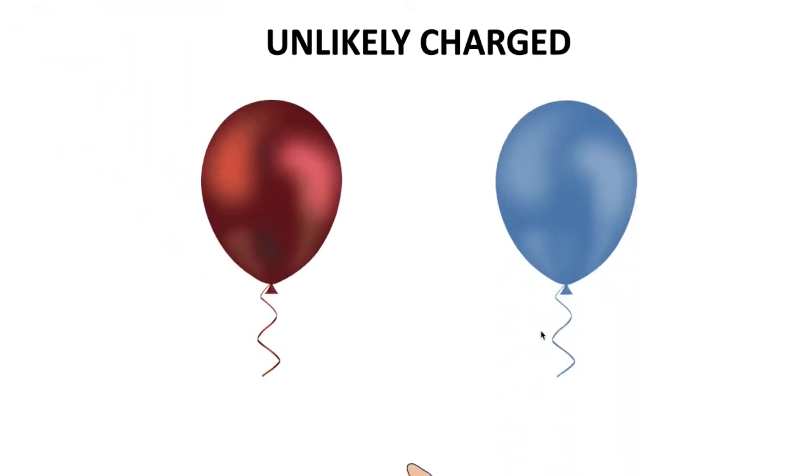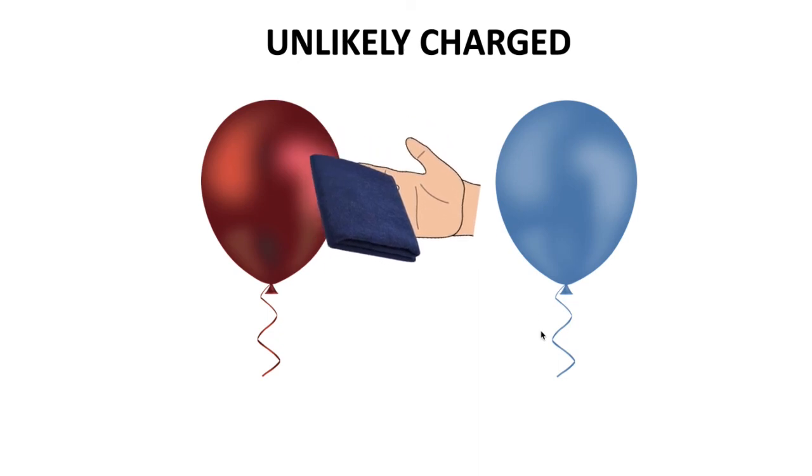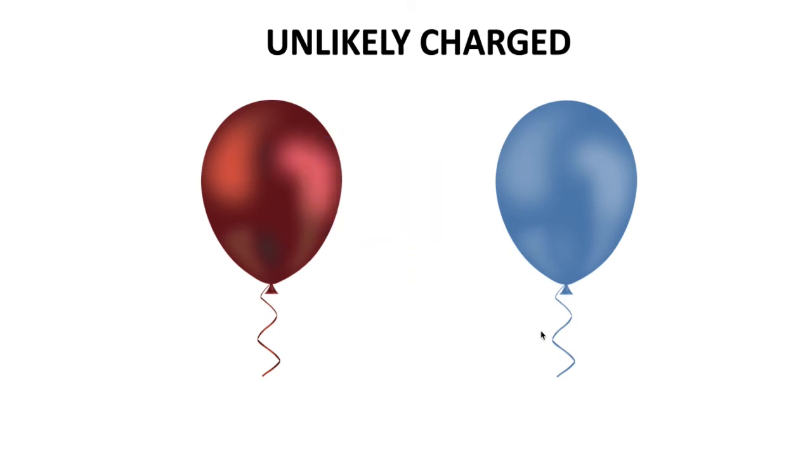Now, let's come to the unlike charged objects. For example, this time I rub only one of the balloons with the woolen cloth and I don't rub the other balloon. Now, the balloons are possibly unlike charged. So one of them will have positive charge and the other one will have negative charge. It can be vice versa also.